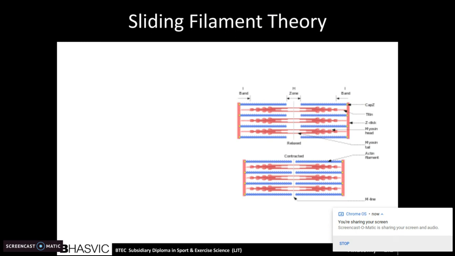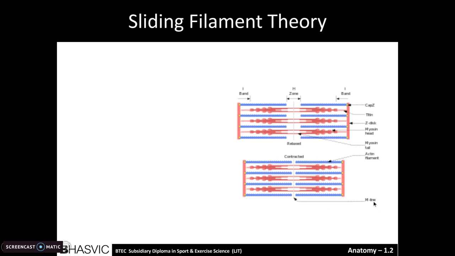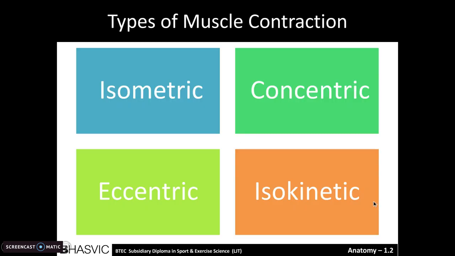We are now going on to types of muscle contraction. Isometric. Isometric muscle contraction is muscle tension without a change in muscle length. Something else that doesn't change is the angle of the joint. The tension in the cross bridges results in the same muscle length throughout.